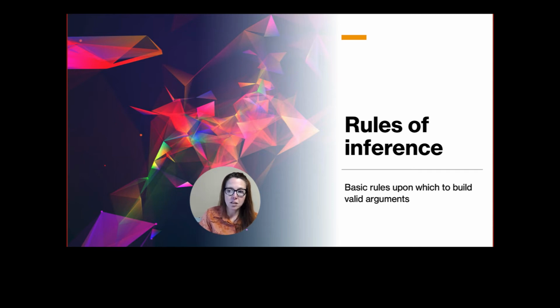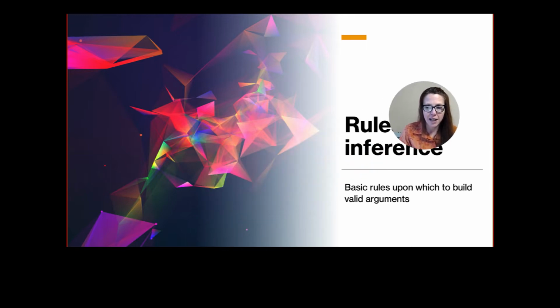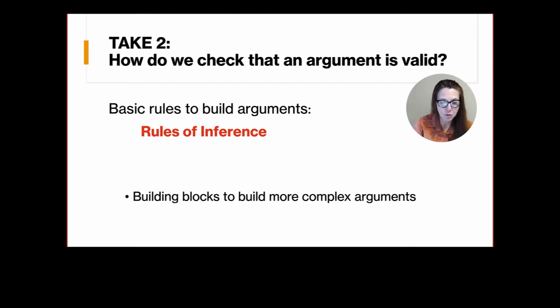We need some rules to understand how we build this up. I'm going to give you examples for each one, but to some extent, what we're going to do is just show ourselves that these rules hold. And then we're going to use those rules of inference when we build out proofs later on. Okay? So the basic rules to build arguments are called the rules of inference.